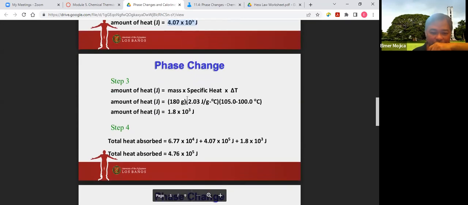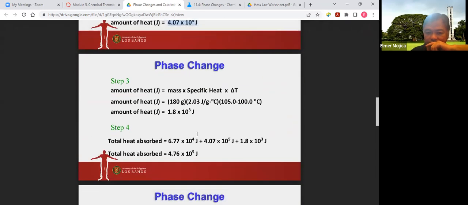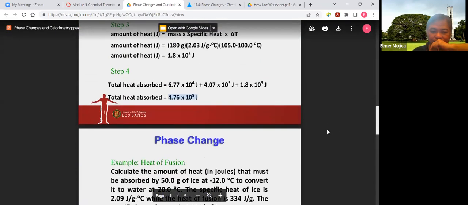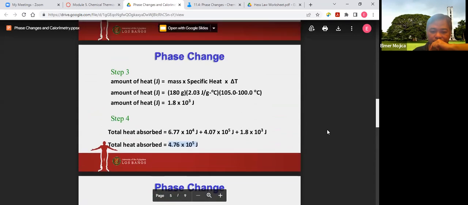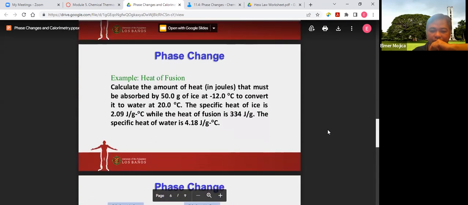And then the third step, using that thing, okay? So, iba na yung specific heat dito kasi steam na siya kaysa doon sa water. Okay? So, at the end, you're going to add everything. So, yung total heat na ginamit mo yan. Okay? Now, you have to really be careful kung ano yung ginibigay na value.